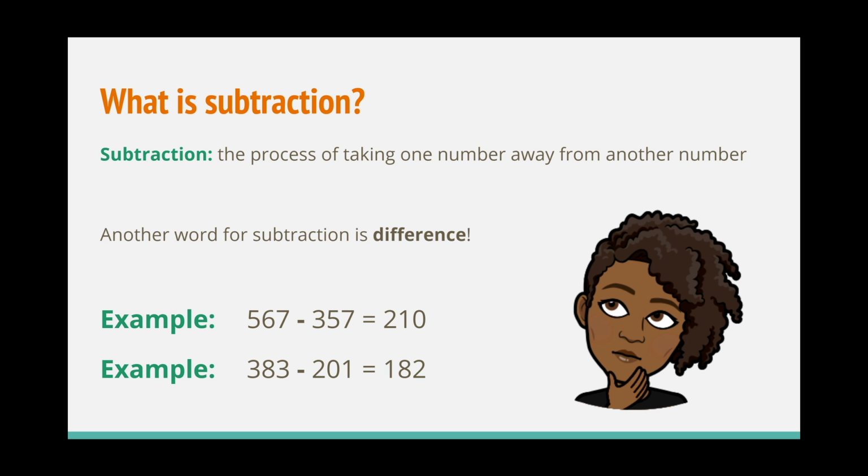So what is subtraction? Subtraction is the process of taking one number away from another number. Another word for subtraction is the difference. So an example is 567 minus 357 equals 210. 210 is the difference. Another example is 383 minus 201 equals 182. 182 is the difference, or the answer to a subtraction problem.